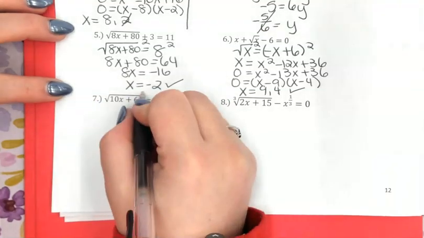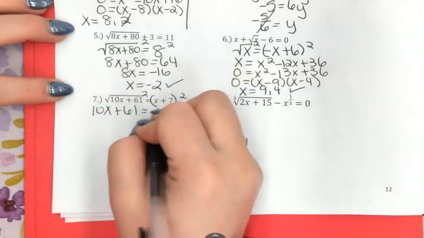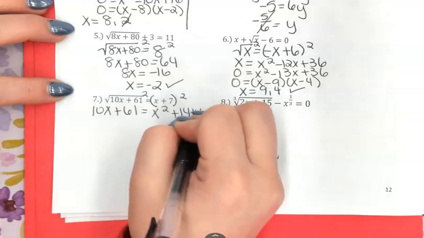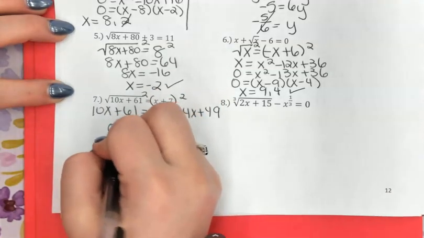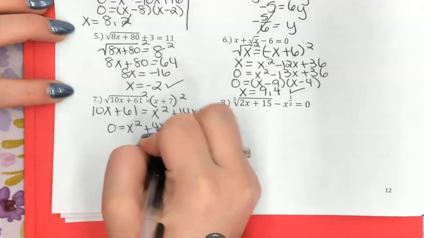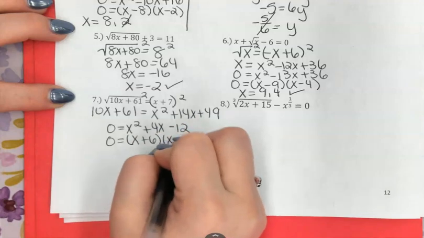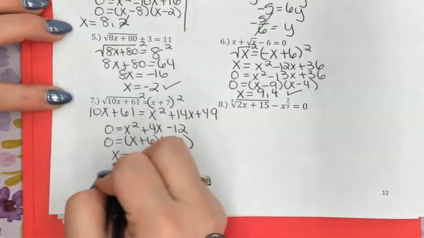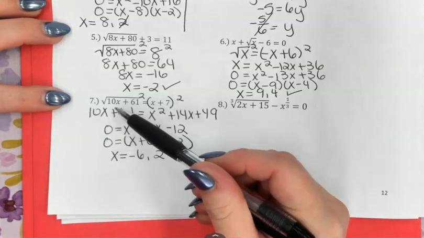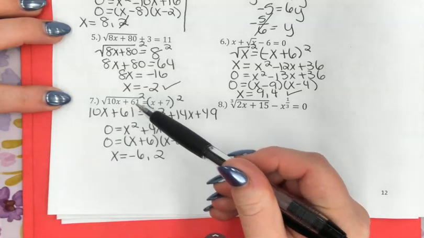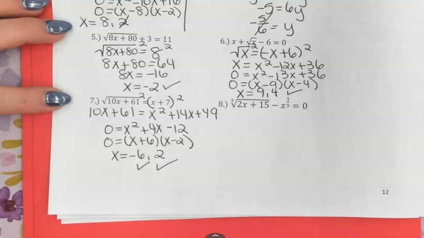Okay, on 7, my radical is by itself, so I need to square both sides. Again, I'm going to have to FOIL on the right. That'll give me x squared plus 14x plus 49. So I'm going to factor, subtracting 10x and 61 this time. So x squared plus 4x minus 12. That's going to be x plus 6 and x minus 2. So my two solutions are negative 6 and positive 2. Again, checking both of these, the negative 6 would become negative 60 plus 61. That still gives me a positive inside my square root, so both of those solutions do work.